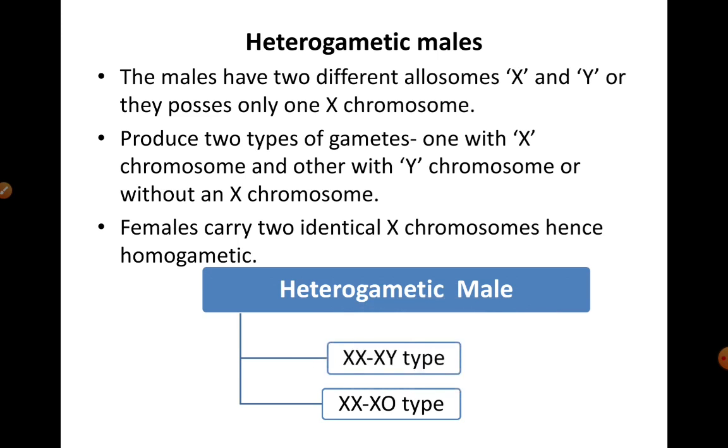So these heterogametic males, there are two types under this. One is XX and XY type, wherein you can observe 2X, that is X and X, denotes female, and X and Y denotes male, hence males are referred to as heterogametic here. And in the other type it is XX and XO. XX is represented for female, XO means males having only one X chromosome, right? So that is XX, XO type.